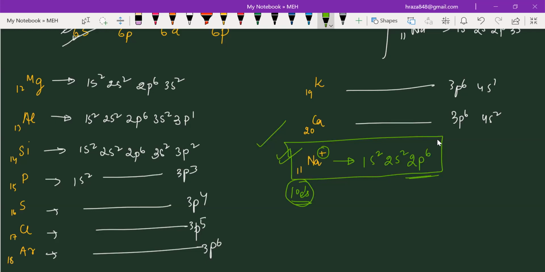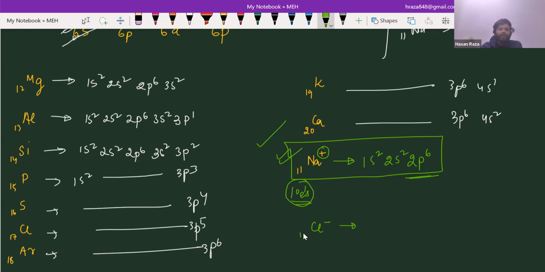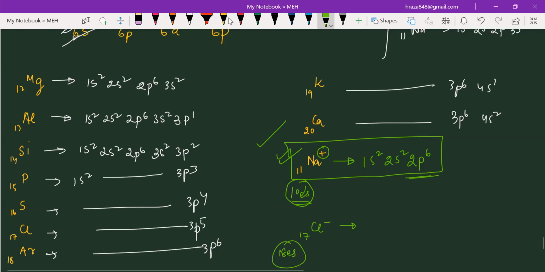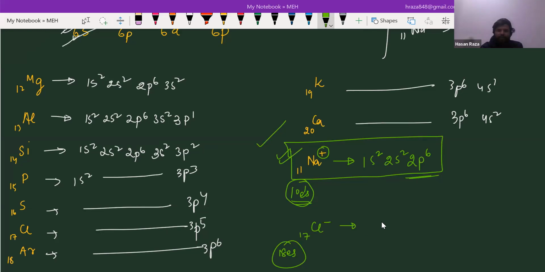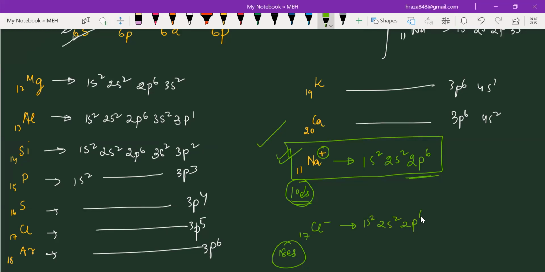Okay. Now do the electronic configuration of Cl minus. Cl minus means what? It gains one electron. It has atomic number 17, but now it has 18 electrons. So please do it. Sir, it is 1s2, 2s2, 2p6, and then all the 10 electrons are here. After this, 3s2, 3p6, right? Yes, sir.